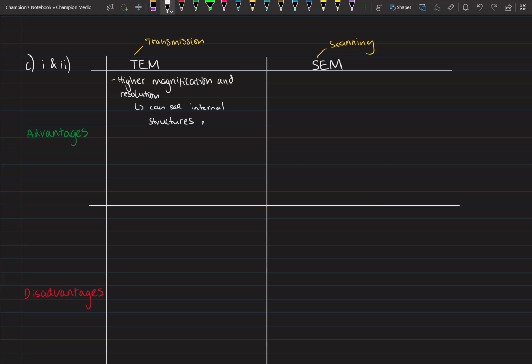Another, so following the exam paper, the main advantage of the scanning electron microscope compared to the TEM is that you can obtain 3D images.